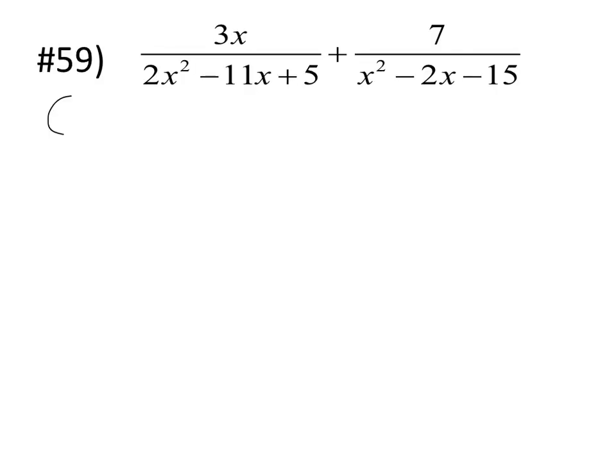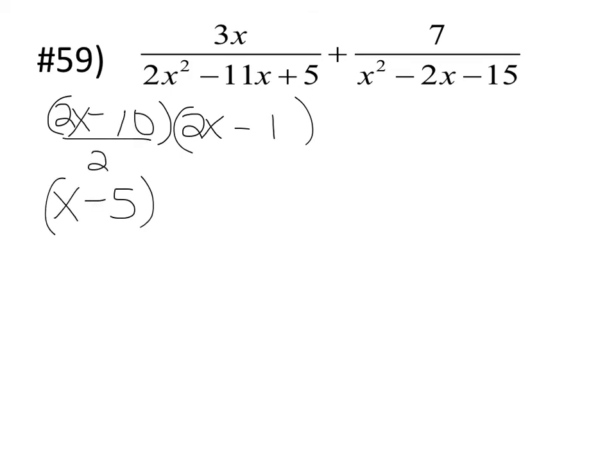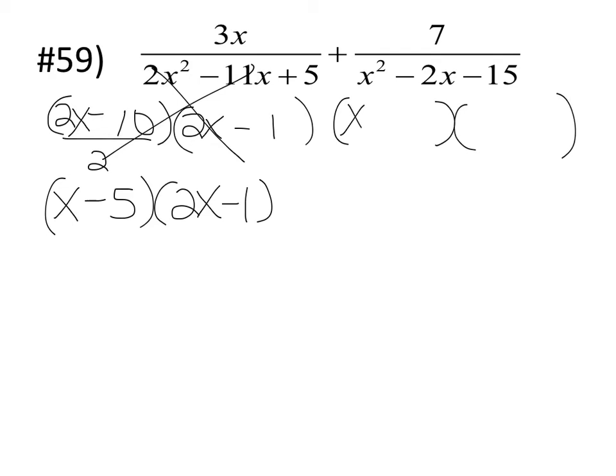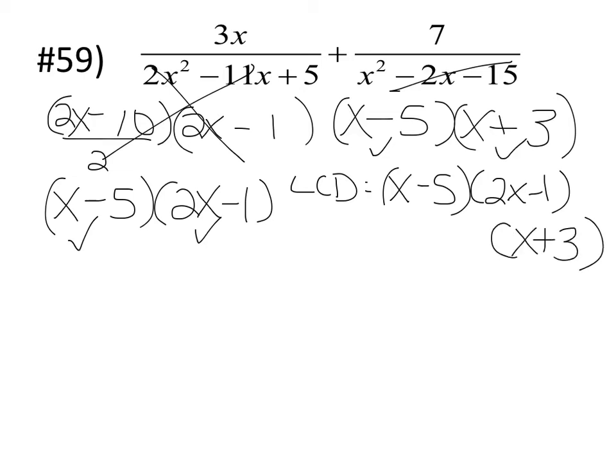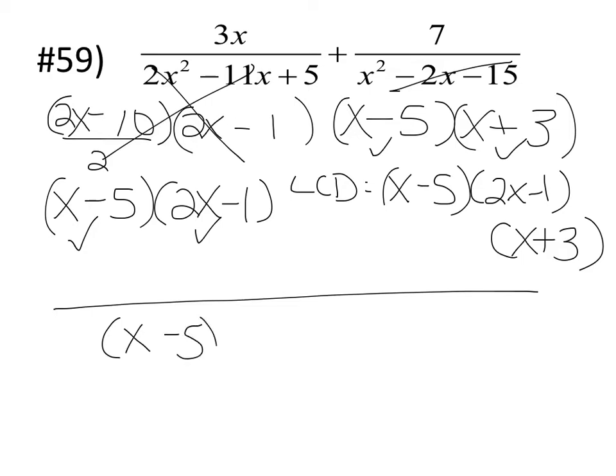Okay, so go ahead and factor here. 2x, 2x, minus, minus. Factors of 10 that give me 11 are 10 and 1. Divided by 2, so you have x minus 5 times 2x minus 1. Cross that out so you don't get confused. You've got x and x, minus, plus. Factors of 15 that give me 2 are 3 and 5. So your LCD is x minus 5 times 2x minus 1. You already have x minus 5 represented, times x plus 3. So I'm going to write all of that in the denominator.